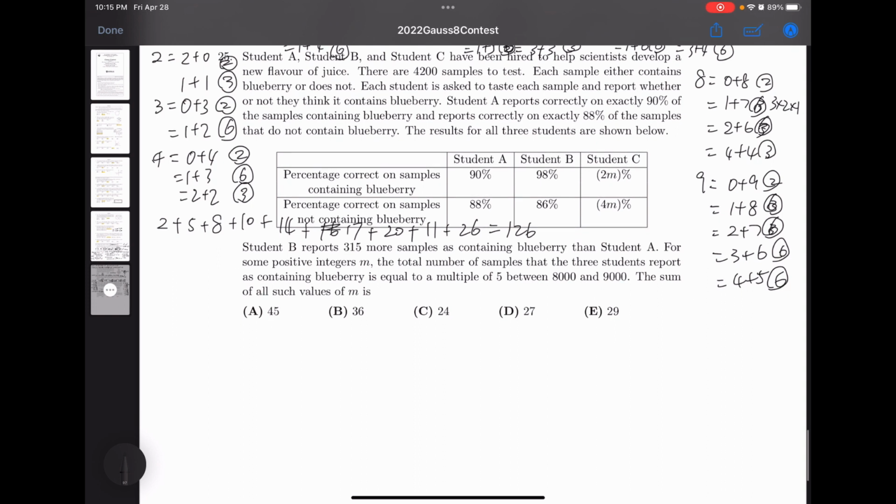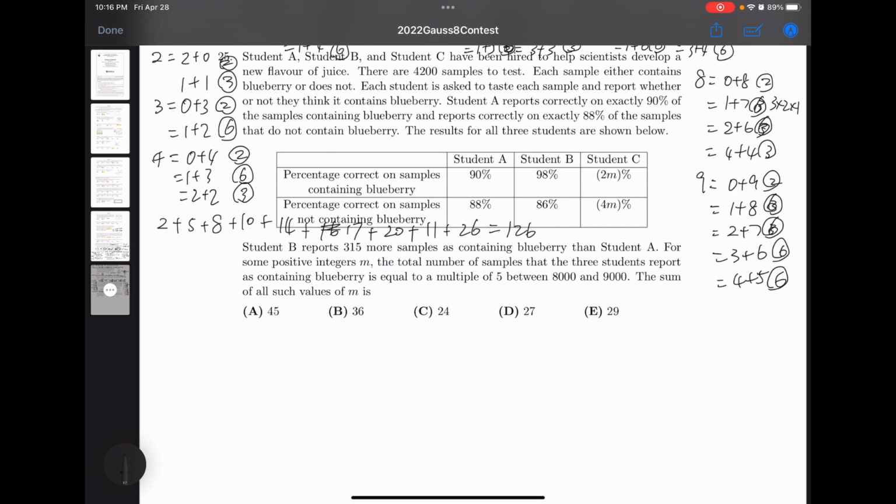Okay, and then is the last question. Student A, B, and C have been hired to help scientists to develop a new flavor of juice. There are 420 samples to test. Each sample either contains blueberry or does not. Each student is asked to taste each sample and report whether or not they think it contains blueberries. Student A reports correctly on exactly 90% of the samples containing blueberries, and reports correctly on exactly 88% of the samples that do not contain blueberries. The results for all 3 students are shown below in the chart.